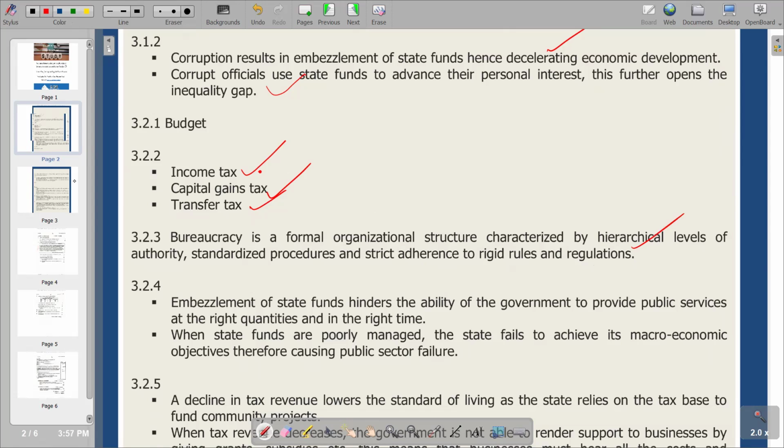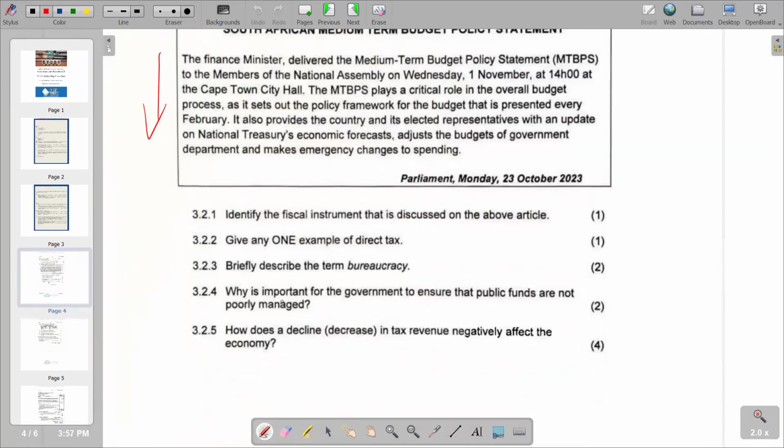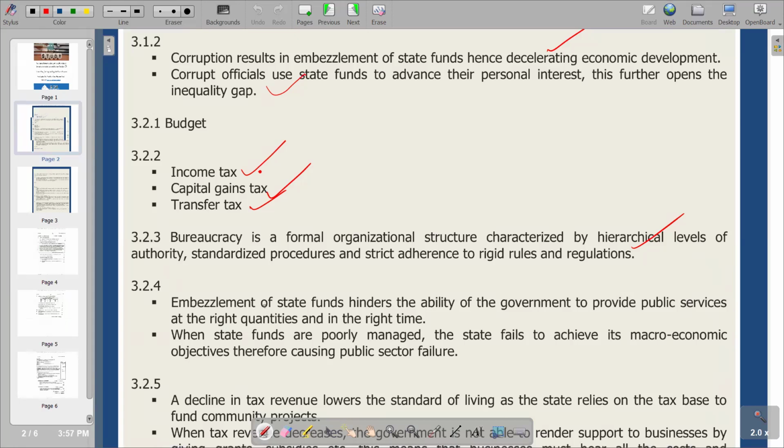And then 3.2.4, why is it important for the government to ensure that public funds are not poorly managed? We understand why, so that it cannot lead to corruption, which obviously is going to lead to those leakages that we have been talking about in terms of revenue collection. Let's see the reason that we have in the answer section. Mismanagement of state funds hinders the ability of the government to provide public services in the right quantities and at the right time. This has been caused, obviously, by those funds that have been lost through corruption. So it will lead to these negatives.